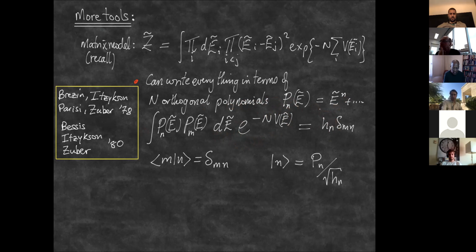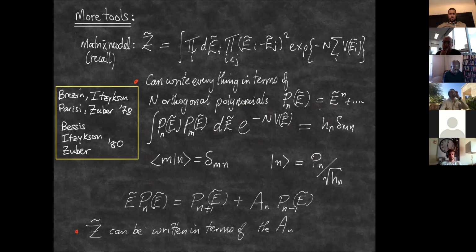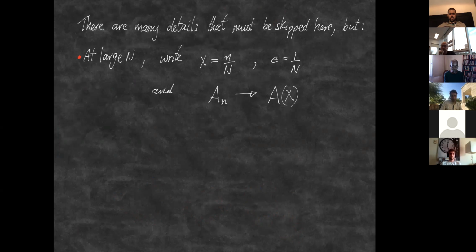It looks like that. Now, there's a recursion relation which terminates because of the orthogonality that tells me if I have P_n and I throw in another factor of E, I'm going to get a piece of P_{n+1} plus something involving a lower P_{n-1}. And there's a coefficient that I need to work out. And in fact, I can rewrite the entire matrix model in terms of these coefficients. The information is essentially equivalent to specifying those. Now, the really nice thing is that you can follow all of these quantities to large N, and they give you some very nice tools that we can use to examine the continuum theory.